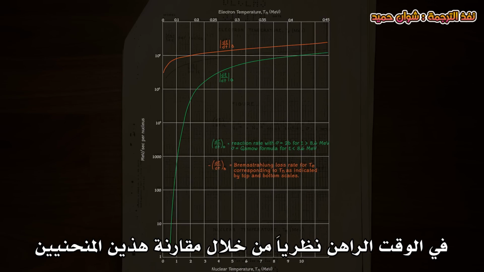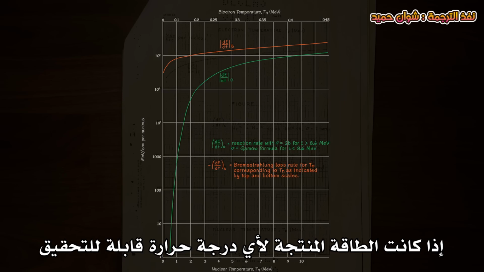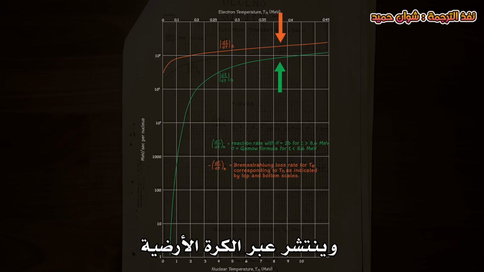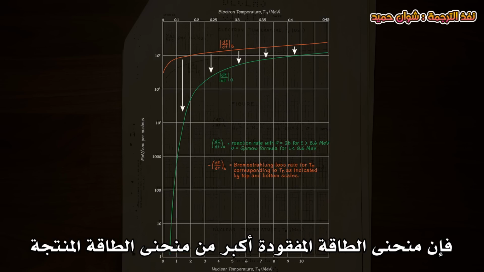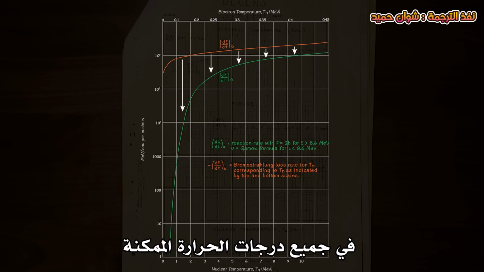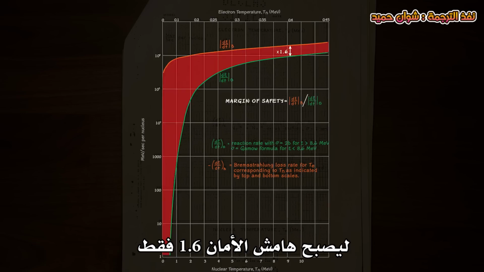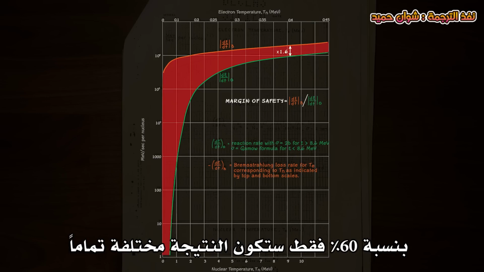Now, in theory, by comparing these two curves, we can figure out if the world is going to explode or not. If for any achievable temperature, the energy produced is greater than the energy lost, the reaction will become self-sustaining and spread across the globe. Fortunately for Oppenheimer's team, the loss curve is greater than the production curve across all possible temperatures. However, as temperature increases, notice how uncomfortably close these curves become. Around 10 mega-electron-volts, the margin of safety becomes only 1.6, meaning that if scientists underestimated the gains by just 60%, the outcome would be completely different.